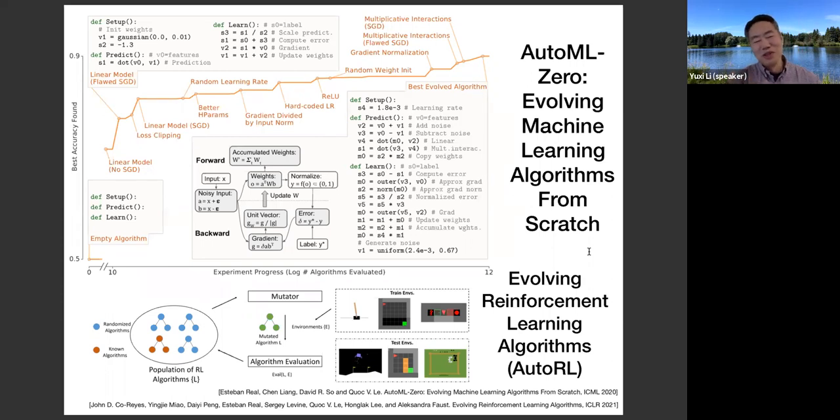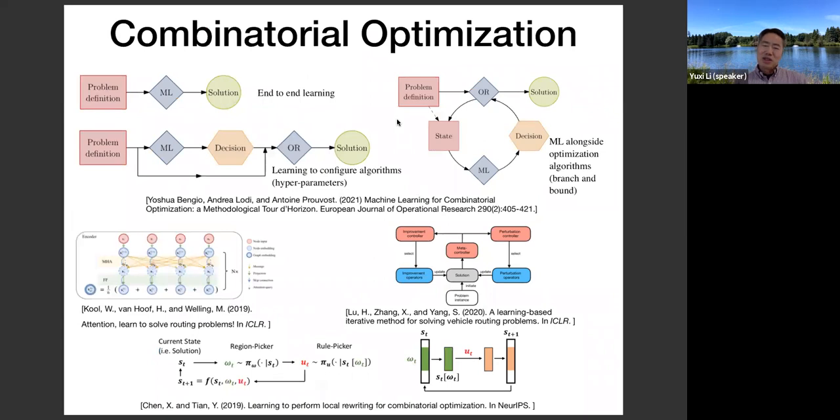Just consider AlphaGo, where we can learn the optimal or a very good strategy even from scratch. And now people are trying to do this for machine learning itself. That's very, very amazing. And actually, many problems now are related to combinatorial optimization, and there is already much exciting work in this field.